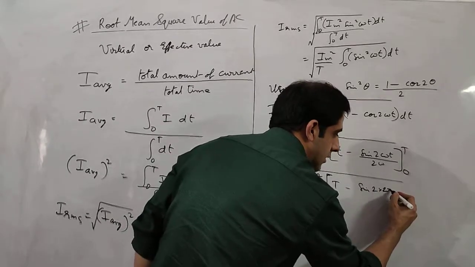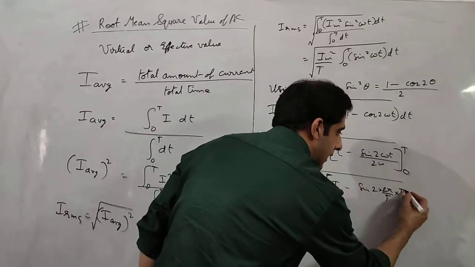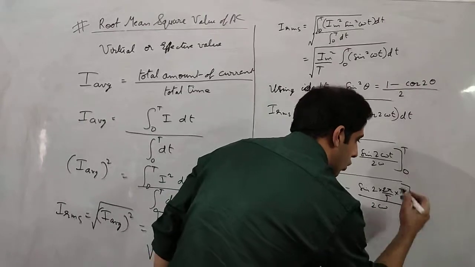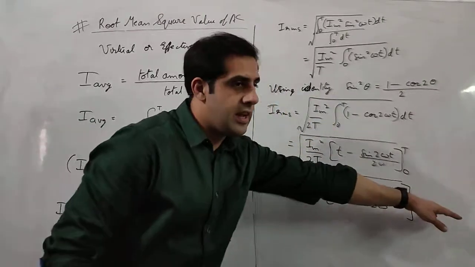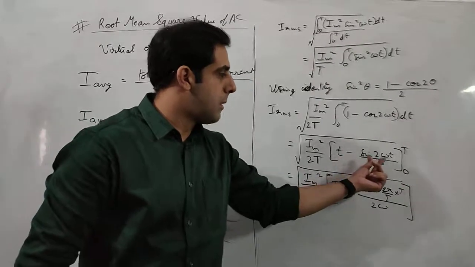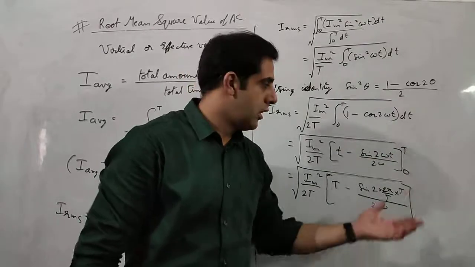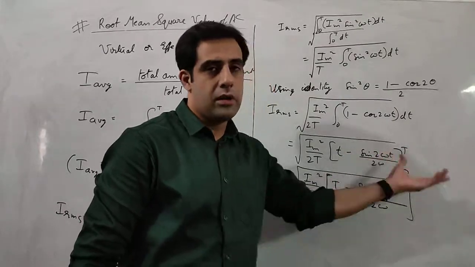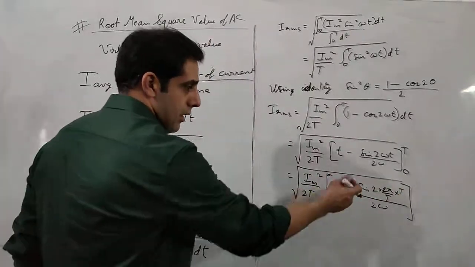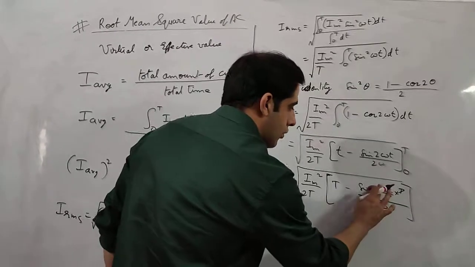Omega can be written as 2 pi by T, and this T will be equal to capital T divided by 2 omega. Minus the initial limit. If we put the initial limit, it is 0, so this will become 0. Sine 2 omega into 0 will become sine 0. Sine 0 is 0. So if we put the initial limit, that entire term will become 0. So I am not writing it here. Here we have T will get cancelled out.